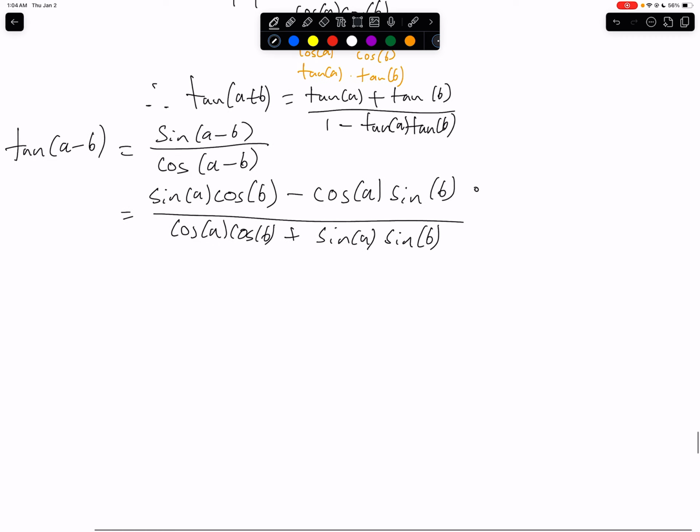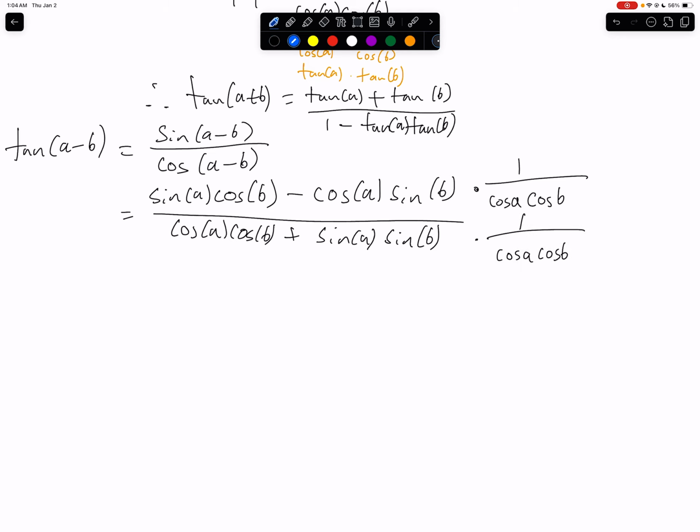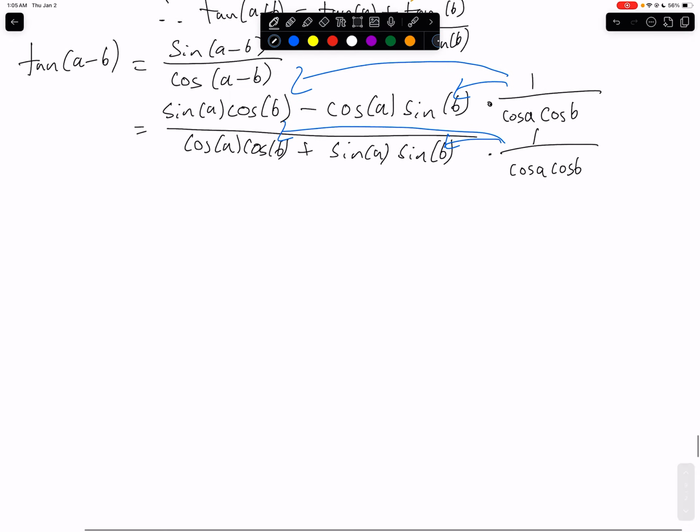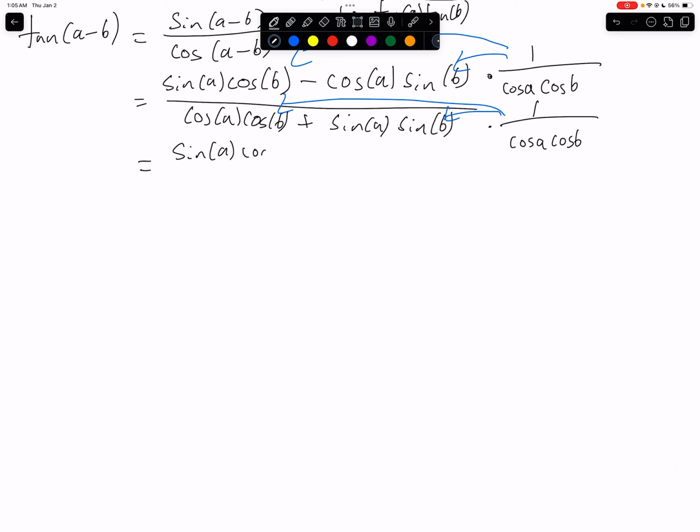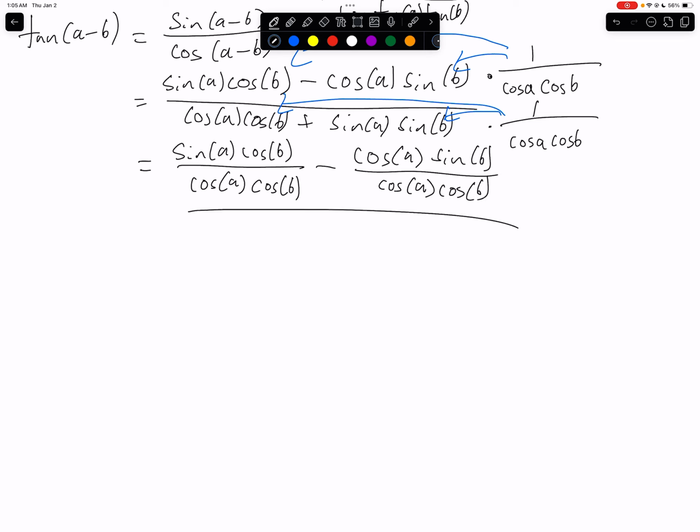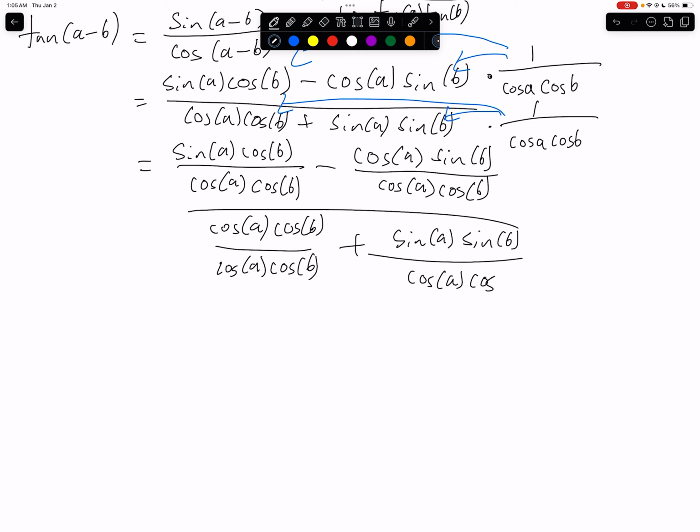So now we're going to do the same thing. Multiply by 1 over cosine A cosine B, numerator and denominator. I'm going to draw the distribution here. Again, want to make sure we're really solid with the algebra. So then we'll get sine of A cosine of B over cosine of A cosine of B minus cosine of A sine of B over cosine of A cosine of B, over cosine of A cosine of B over cosine of A cosine of B plus sine of A sine of B over cosine of A cosine of B.